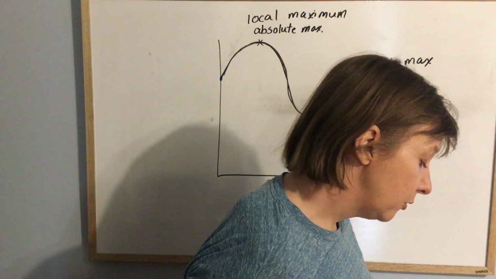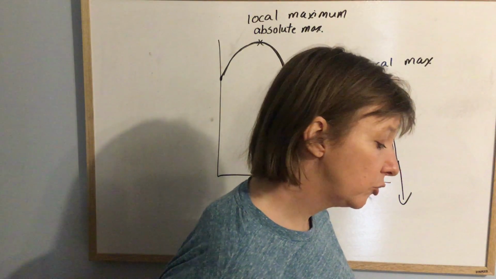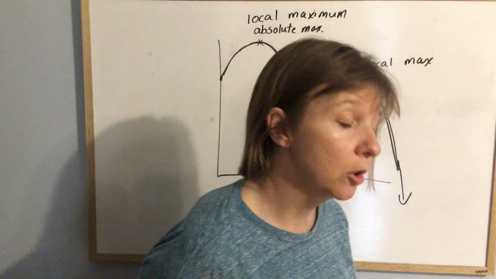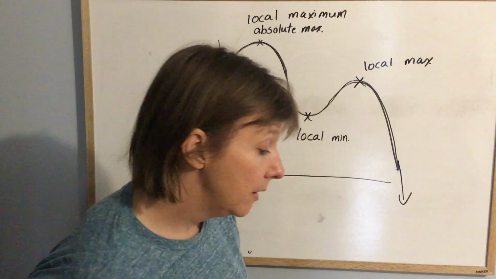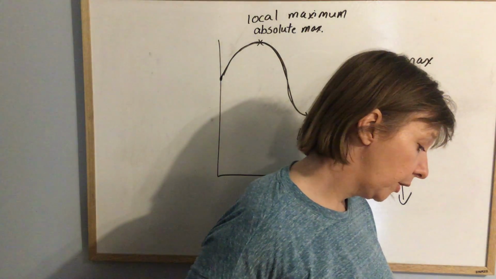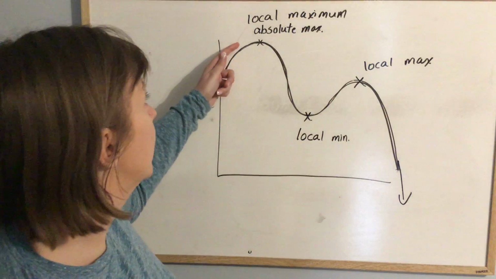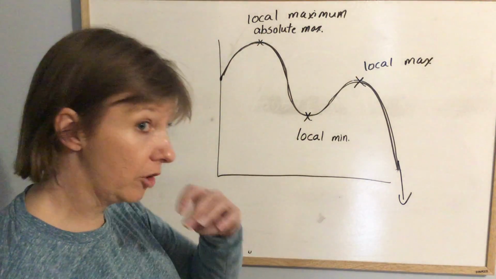Local maximums and local minimums are often called local extreme values or local extrema. That's at the bottom of 320 if you want to read that paragraph, okay? Sometimes they call them turning points because it's where the graph turns and changes direction.